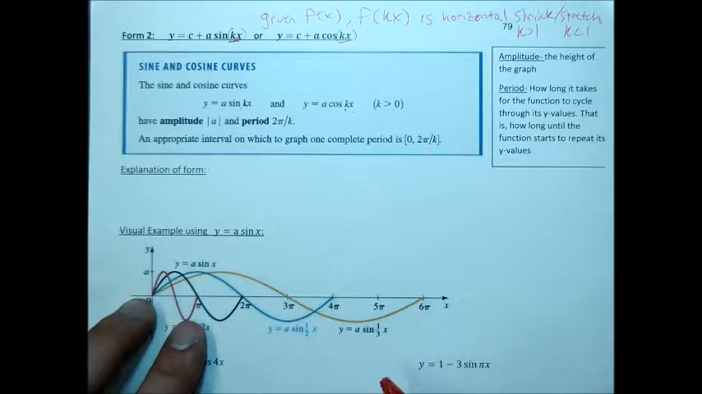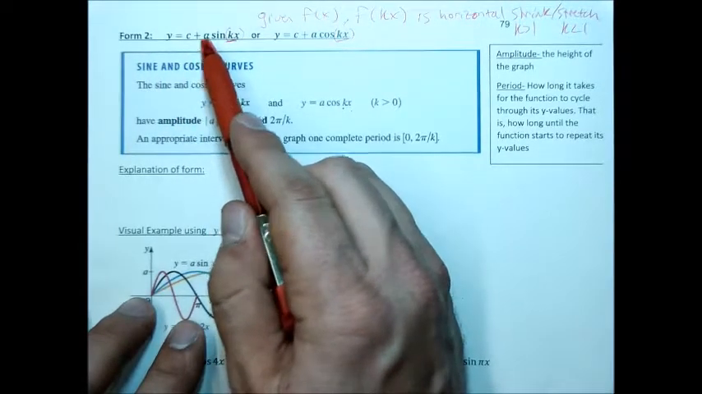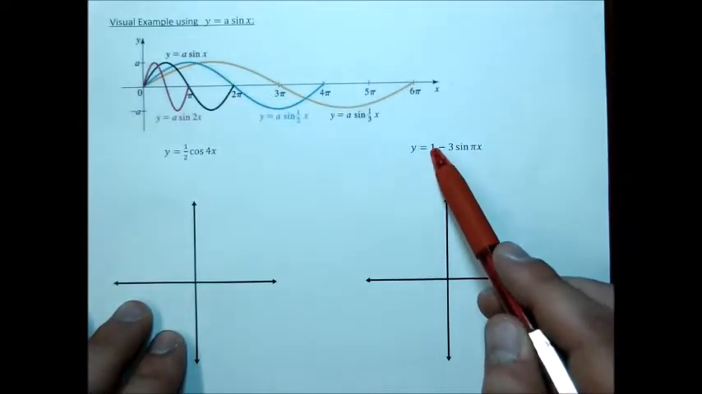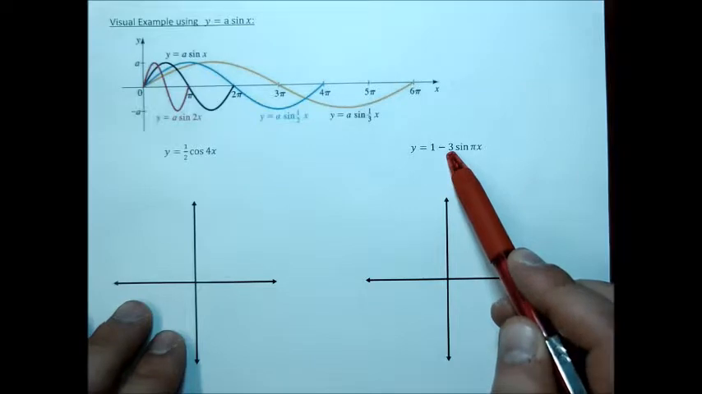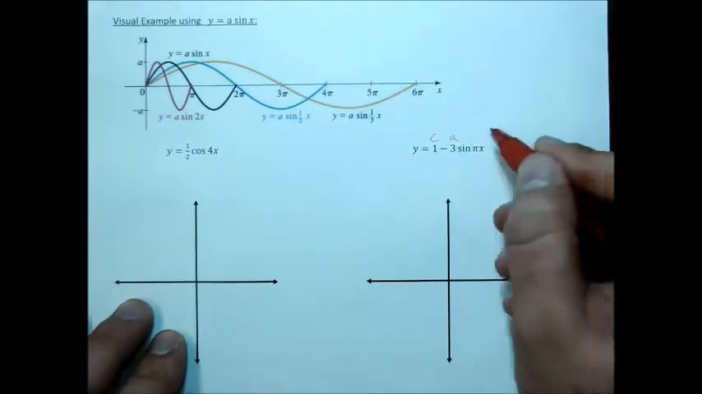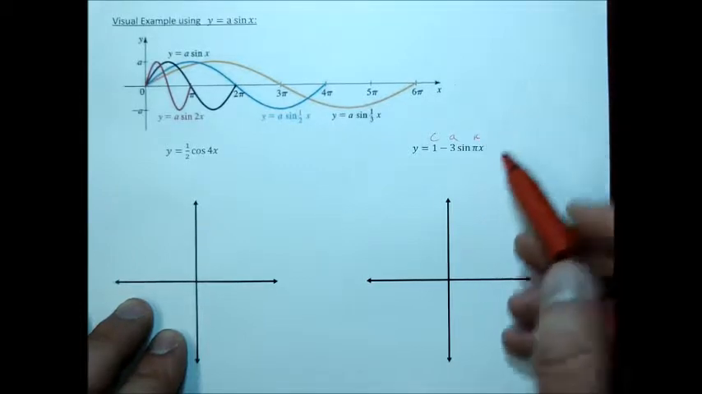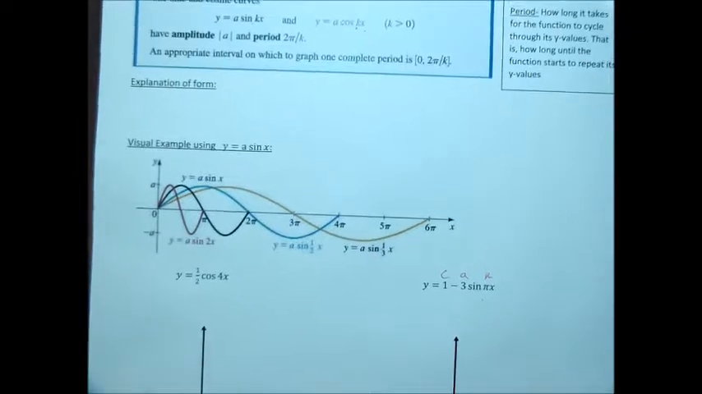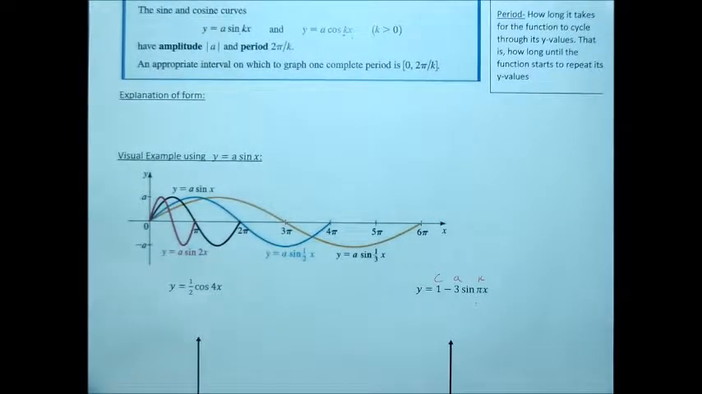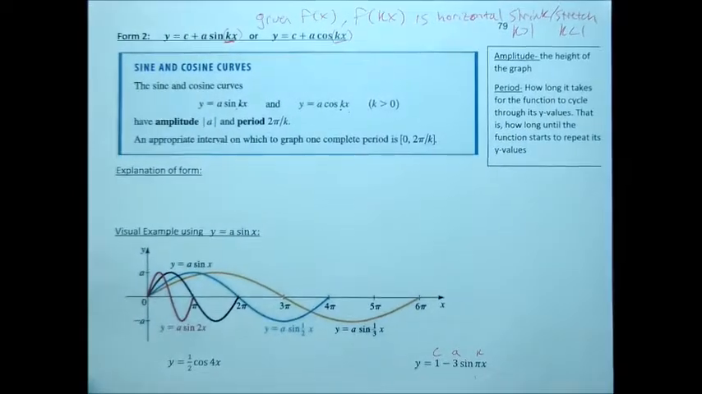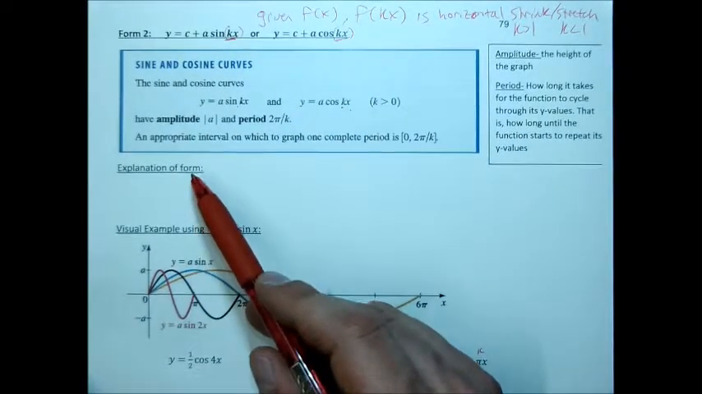Now, if we have a graph that looks something like this, c plus a sine of kx, like these down here, like this one. Our c in this one is 1, our a is 3, just to relate it back, this is c, this is a, and that k would be pi in this example. If we have something in that form, we want to think about what interval we should graph this on. So, an explanation of the form.